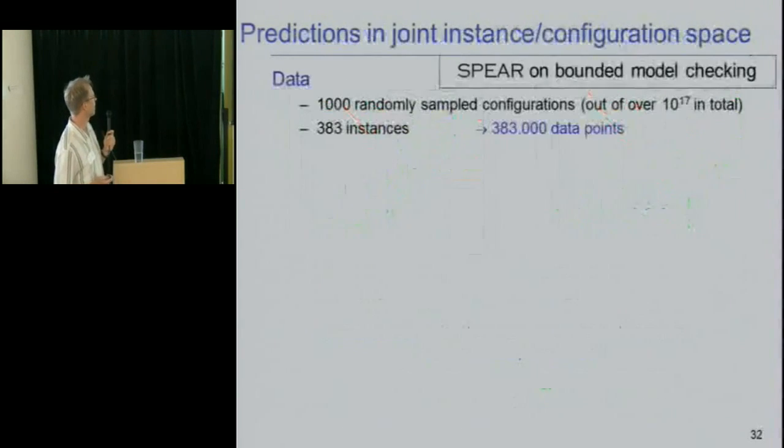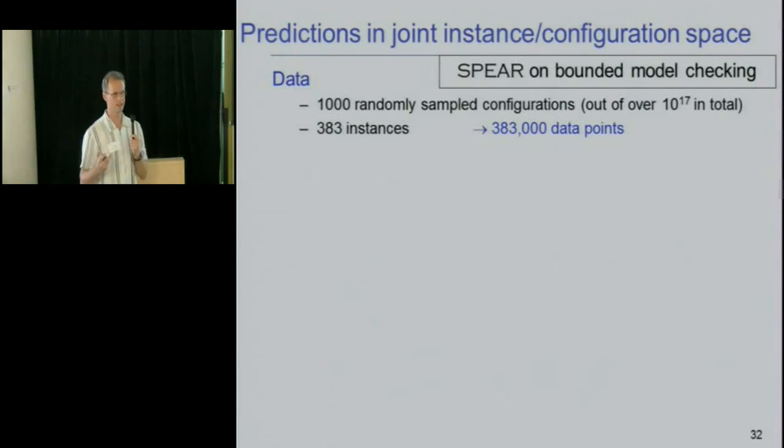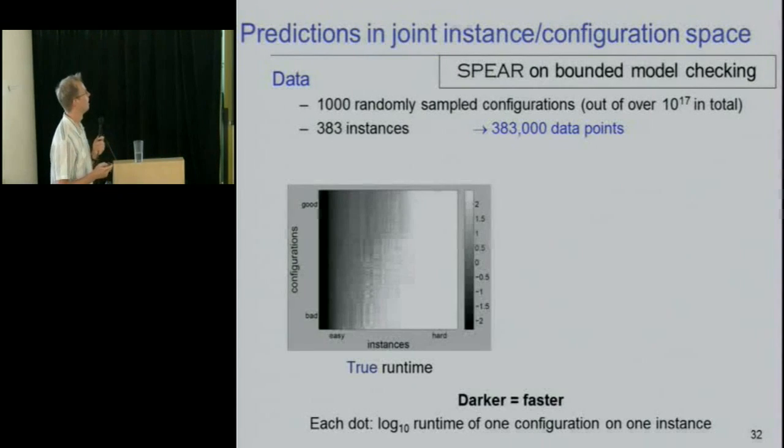Now we want to do predictions in this joint space of instances and configurations. So I looked at data sets where we had 1,000 configurations that we sampled uniformly at random from this big configuration space. And we had 383 instances, and I ran every single configuration on every instance up to 300 seconds and gathered these 383,000 data points. And here's a plot of them. This is just the data, no learning yet.